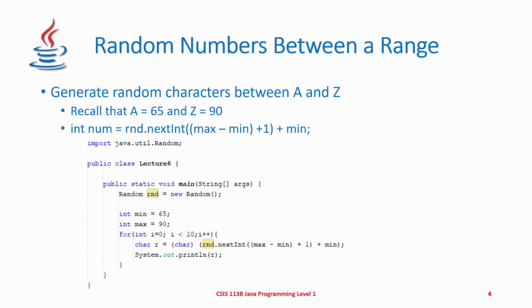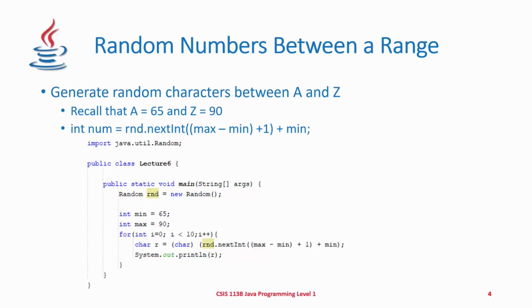Now, if we want to have a specific range identified, like we gave you in the last example from 1 to 100, this is just another example of that. Say we want to generate some random characters between the letters capital A and capital Z. If you think back, you might recall that capital A has the value of 65 and capital Z has the value of 90.